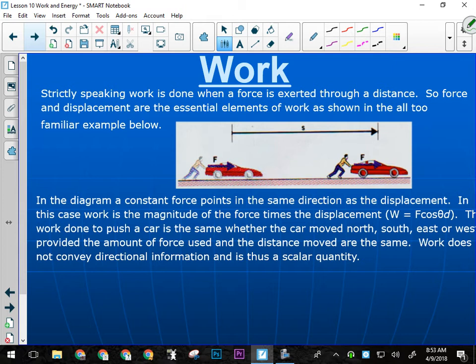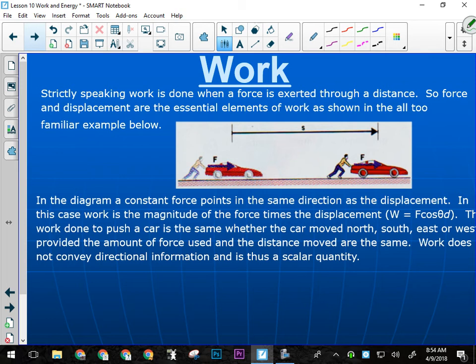If I get it moving, I am changing its kinetic energy. I'm changing its velocity from 0 to whatever velocity I can push it to, and as a result, the car will gain kinetic energy, as much as I can do work on it. Once I stop doing work, then the car doesn't gain any more energy. Everybody all right with that?